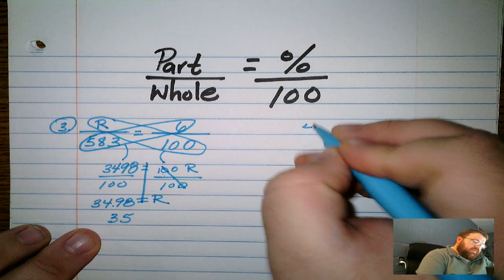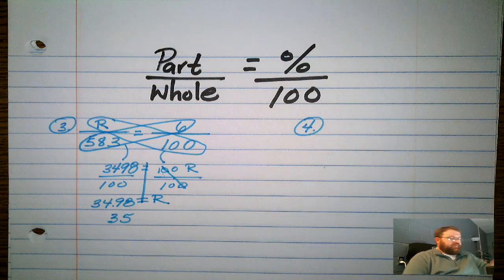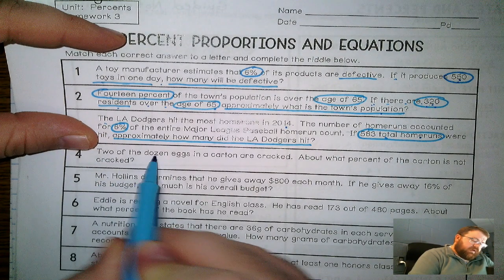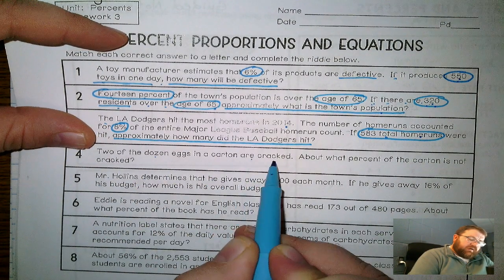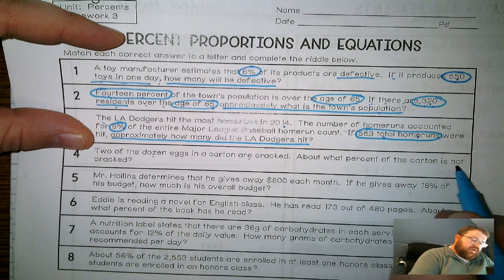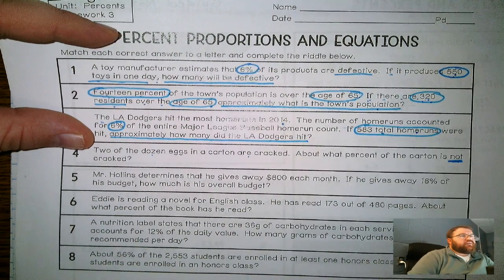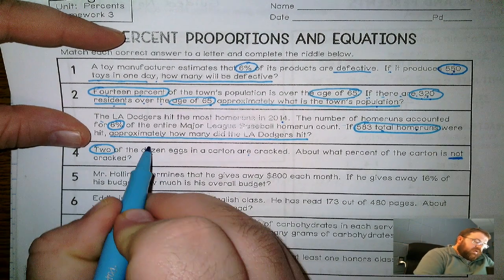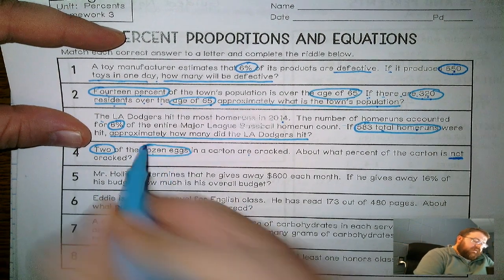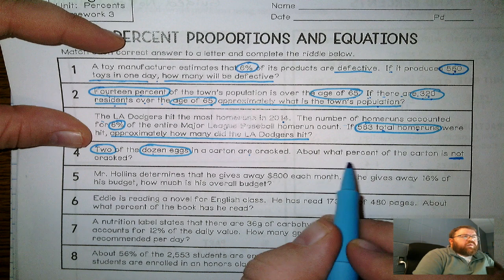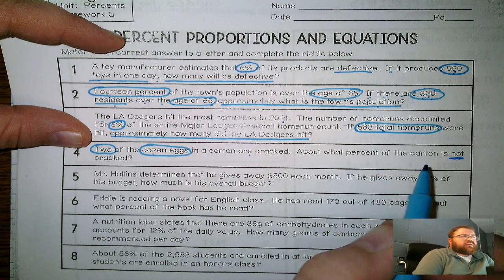Number 4. Number 4 says 2 of the dozen eggs in a carton are cracked. About what percent of the carton is not cracked? So this one can be a little bit tricky. 2 of the dozen are cracked in a carton. About what percent of the carton is not cracked?